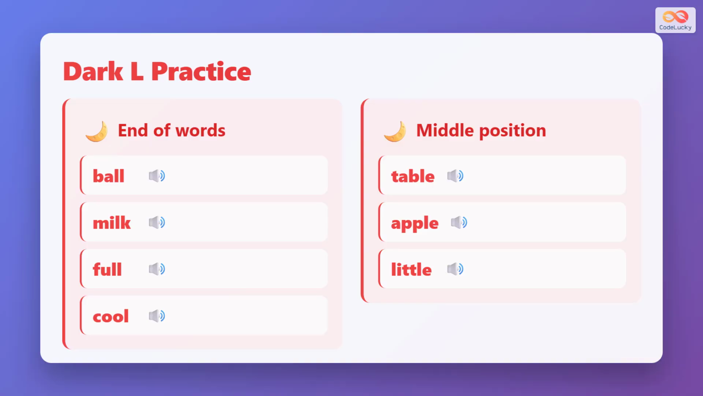Now let's practice the dark L sound. First, words with L at the end: ball, milk, full, cool. Notice how the sound is darker and deeper than the light L. Now let's practice dark L in the middle of words: table, apple, little. These words have the L at the end of a syllable, so use the dark L sound. Practice these words slowly and carefully. The dark L takes more effort, so don't rush.